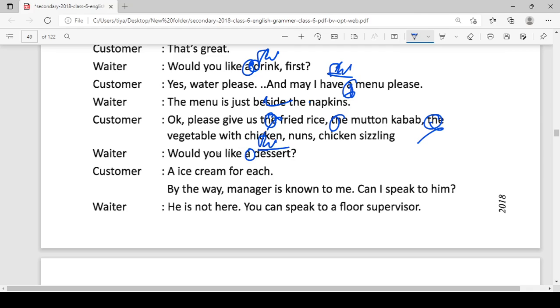Or would you like dessert? So, would you like dessert? Don't use any kind of article. An ice cream for each. An ice cream, okay. By the way, the manager is known to me. Can I speak to him? He is not there. You can speak to a floor supervisor.